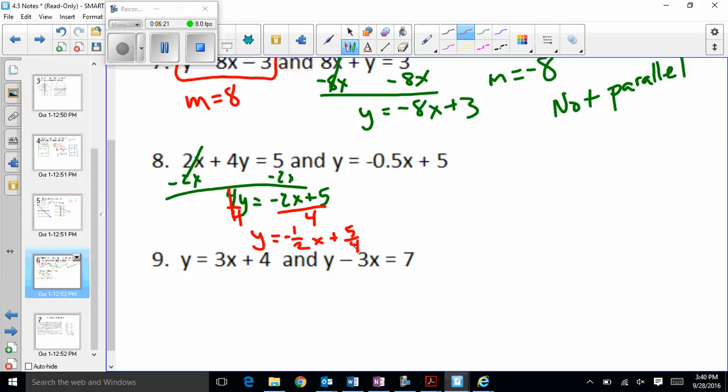Okay, the y-intercept doesn't matter so much. Over here, I've got a negative 1/2. It looks a little different because it's in decimal form. The y-intercept doesn't really matter. So are these two slopes the same? Yes. So they are parallel.